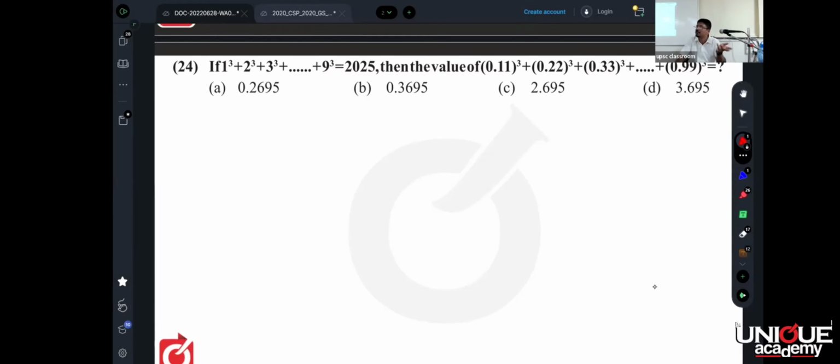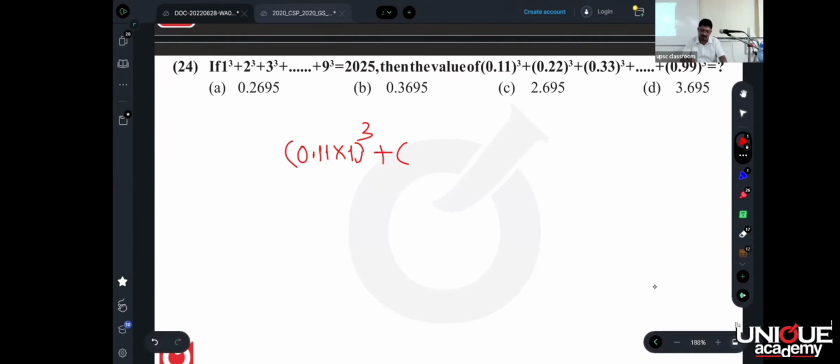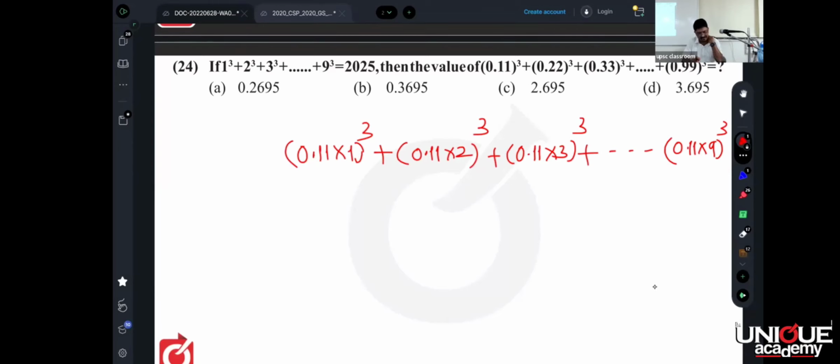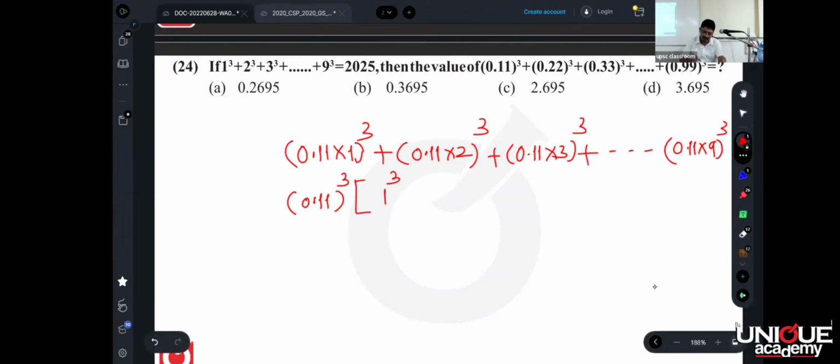So here, we can think that 0.11, 0.22, 0.33 up to 0.99 are all multiples of 0.11. Is it clear? Because of that, we can express this as 0.11 into 1 as the first term. That is, (0.11 into 1) cube plus (0.11 into 2) cube plus (0.11 into 3) cube, like that, up to the last term, (0.11 into 9) cube. Now, as we know from the laws of indices, (a into b) raised to m is a raised to m into b raised to m. So here, 0.11 cube into 1 cube plus 0.11 cube into 2 cube, and so on. We take 0.11 cube common, so in the bracket we are left with 1 cube plus 2 cube plus 3 cube up to plus 9 cube. Are you getting me?